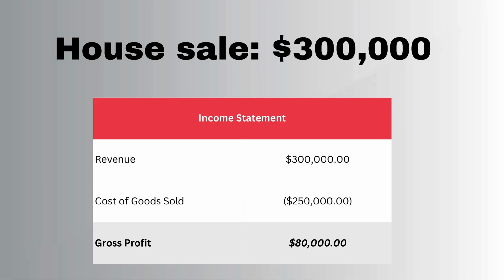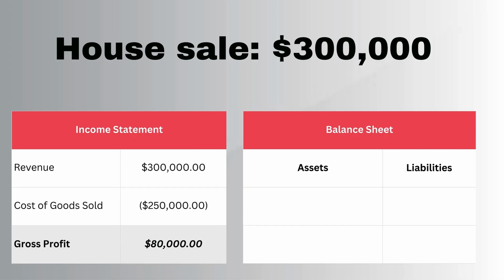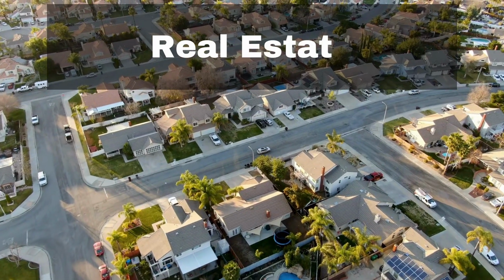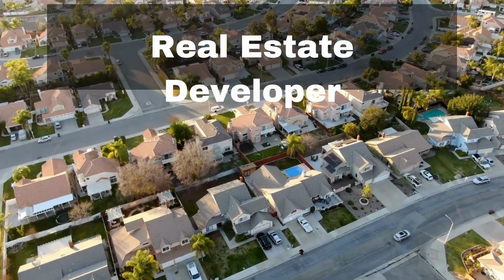When the sale happens, the entire $250,000 moves from the balance sheet as an asset to the income statement as cost of goods sold. General business expenses like marketing, a website, or office rent are not part of cost of goods sold. Those are operating expenses. A real estate developer is very similar to a flipper, just at a larger scale.